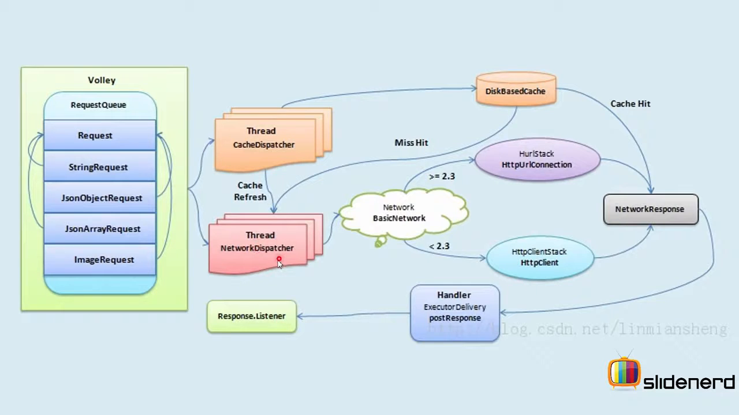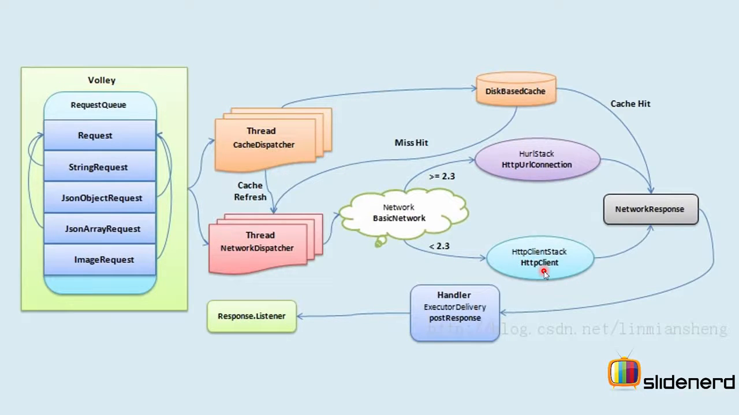So here the network dispatcher, as you know very well, is going to use HTTP stack to forward the request. Now there are two types of stacks out there. There's one based on HTTP client, the other based on HTTP URL connection. If your Android version is greater than 2.3 or Gingerbread, then it's going to use the HTTP URL connection based stack. Else it's going to use the HTTP client based stack.